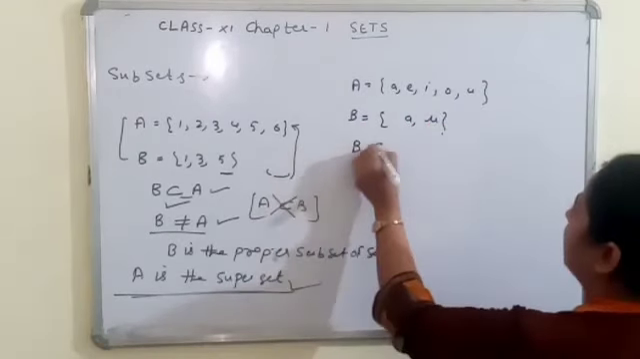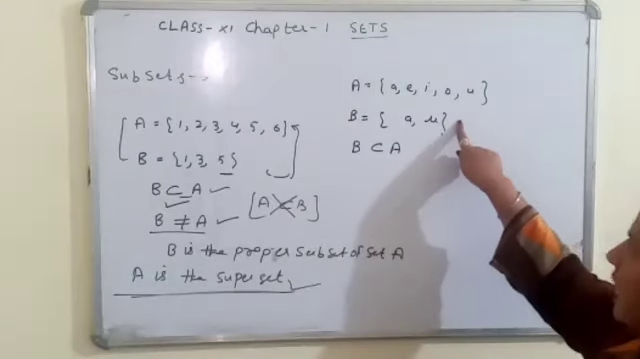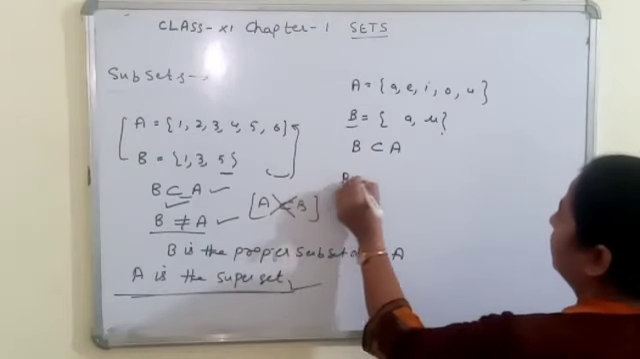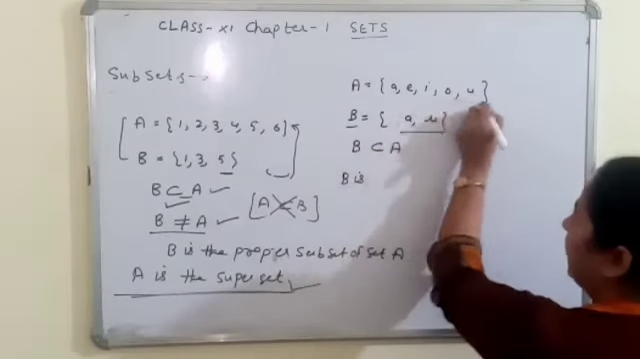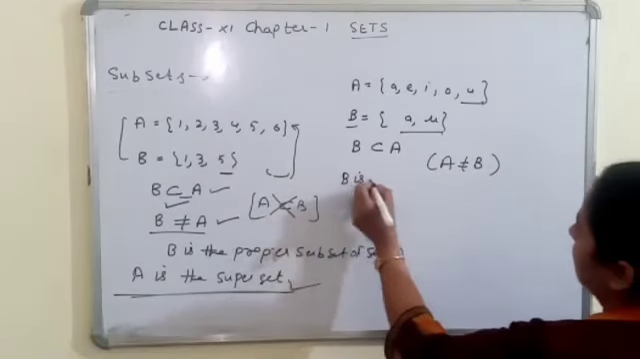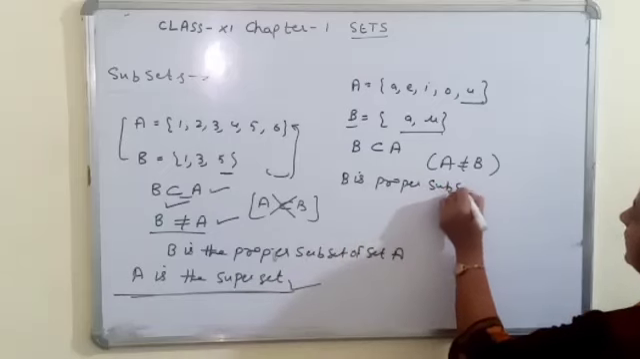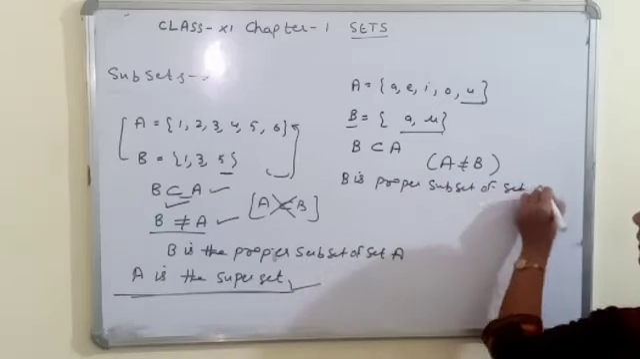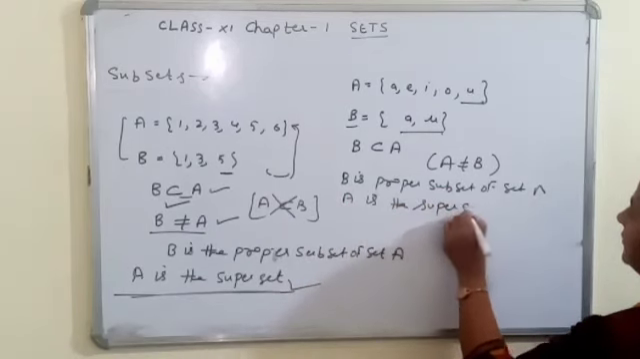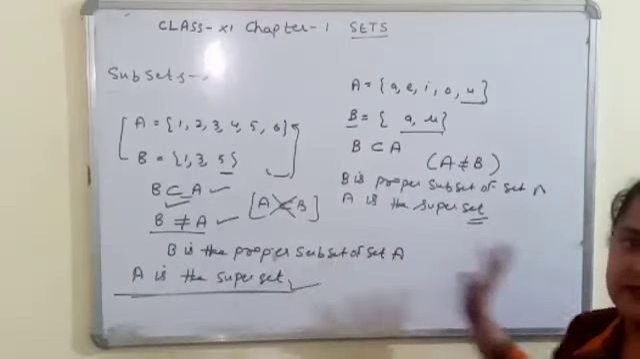So we can say B is the subset of set A. All the elements of B are present in set A. So what is B here? The elements of B and the elements of A are not equal. So B is a proper subset of set A, and A is the superset. Now hope so the definition of subset is clear to you.